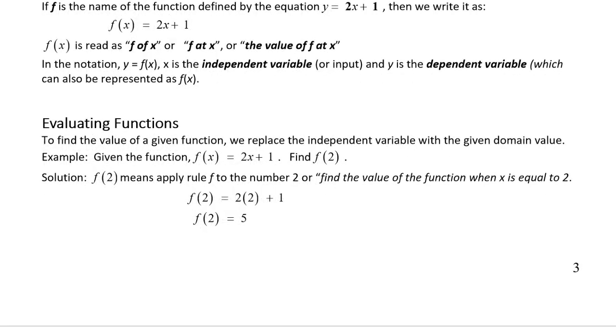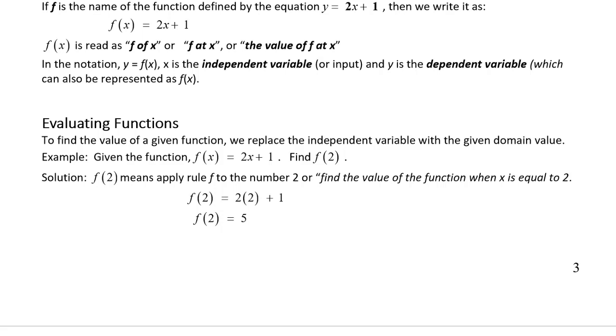So for this last example, we're going to talk about evaluating a function. If you have f of x equals 2x plus 1, and you want to find f of 2, that's not saying y equals 2. That is saying x is your input and it is 2. And we want to evaluate the rule when x equals 2. So f of 2 means apply rule f to the number 2, or find the value of the function when x is equal to 2.